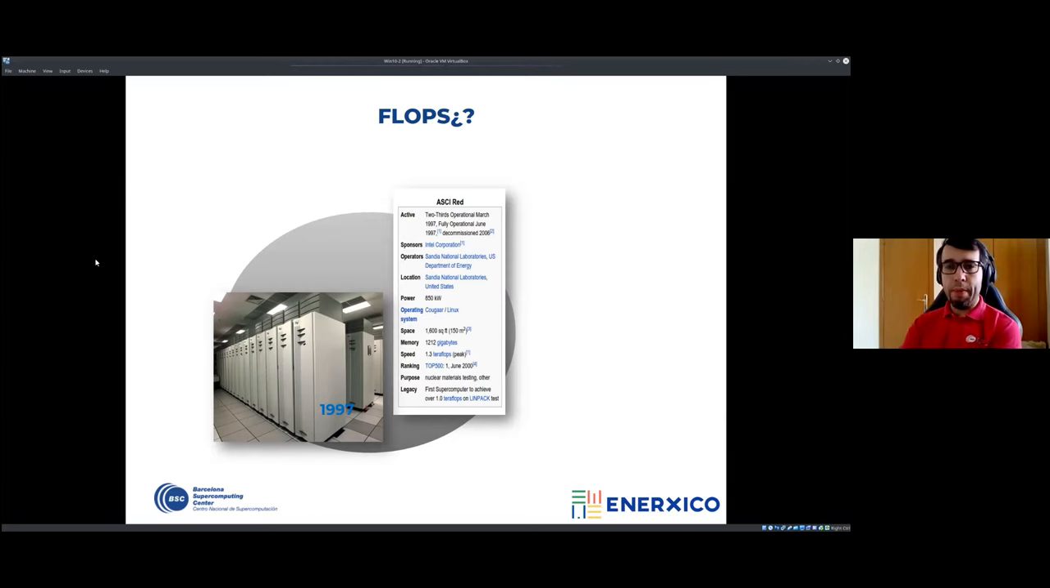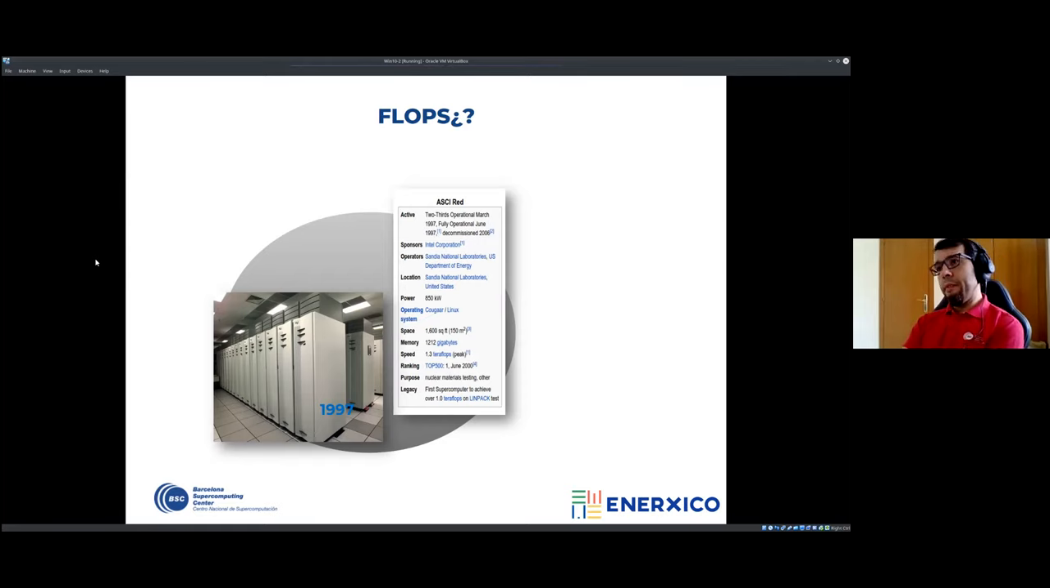A human person with a calculator can do about one flop, one operation per second. If you're quick, typing at your calculator, you might be able to produce one flop. But computers, of course, as we know, are much better than us at performing these tasks, and they count the operations in the thousands of millions or the millions of millions.